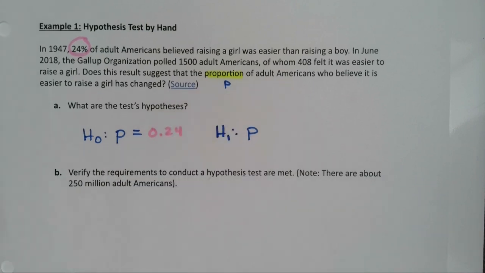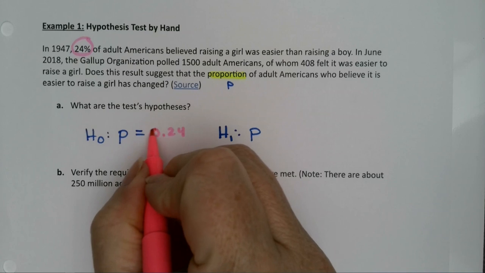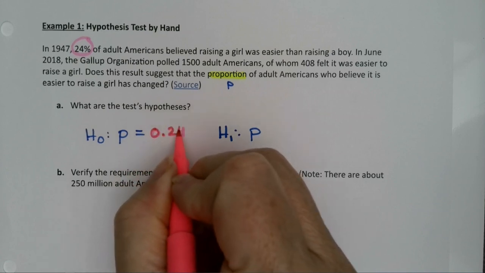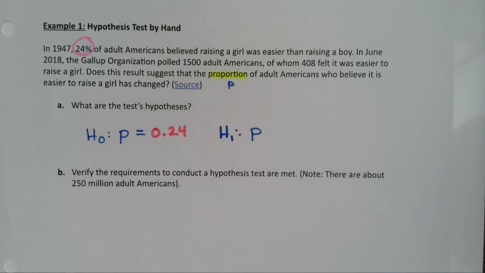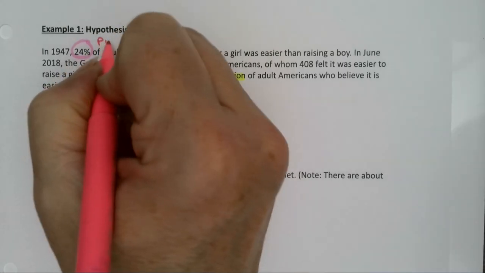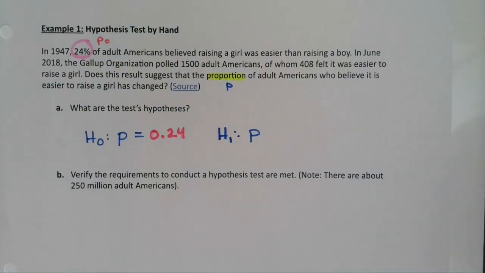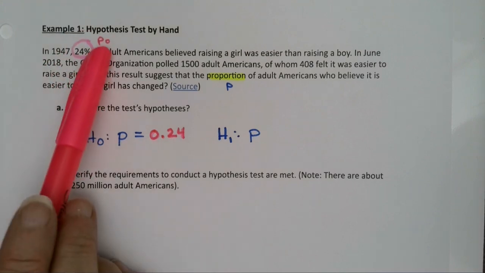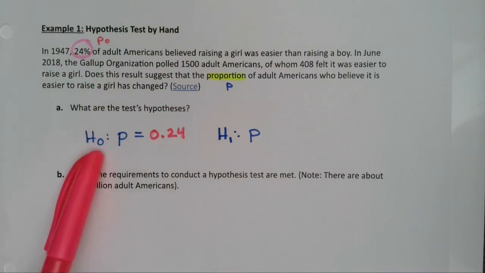Oh, I have to change to a different marker. I was writing with a highlighter and that is not coming through clearly enough. There we go. So this is your P0 right there. That's the value you assume to be true unless we can prove it otherwise. It's the proportion for our zero hypothesis, for our null hypothesis.